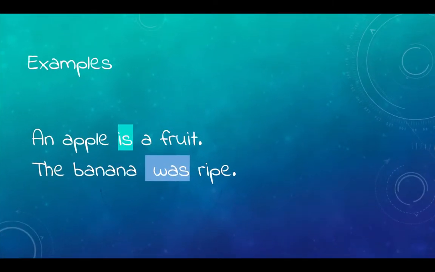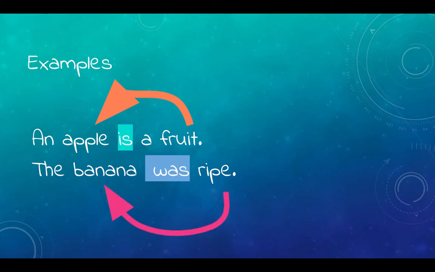So in our first sentence, an apple is a fruit, we're connecting the word fruit with an apple. We're saying that they're the same, and the word that's doing that is the word is. So we see them linked. In our second sentence, the banana was ripe, here we have a describing word, ripe, but it's being linked back to the banana with the word was. They're showing that they're the same.